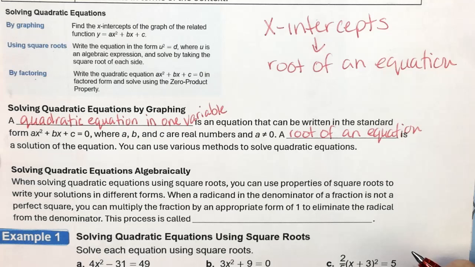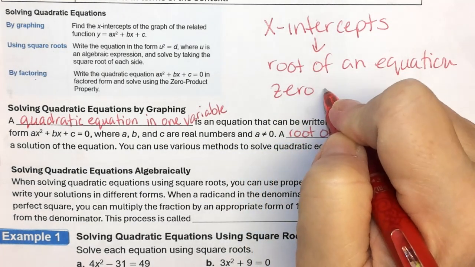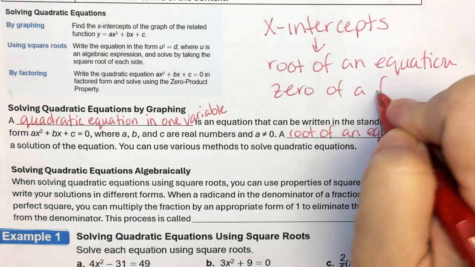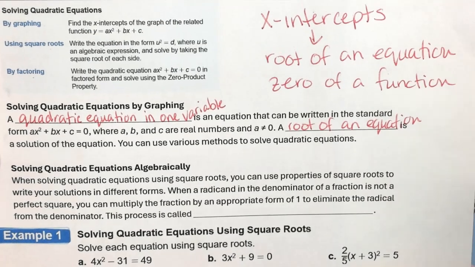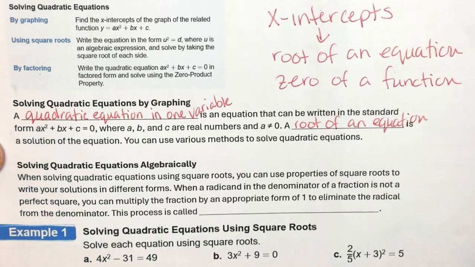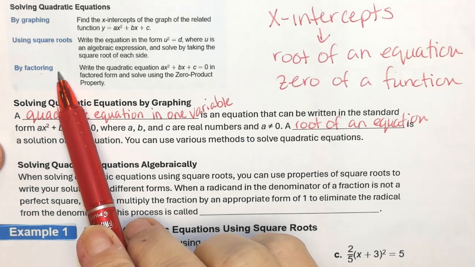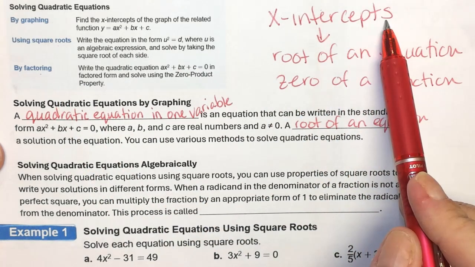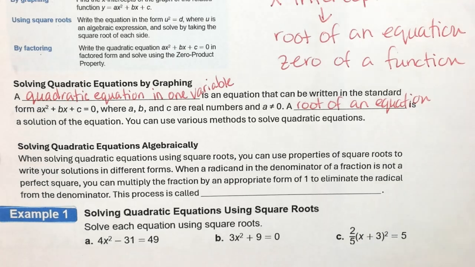Another name they use is the zeros, or the zero of a function. So if you're told to find the zeros, you're looking for the x-intercepts. If you're told to find the roots, you're looking for the x-intercepts. So when we solve these, every time we get an answer, we're actually finding the x-intercepts on the graph. All right, so let's move on.